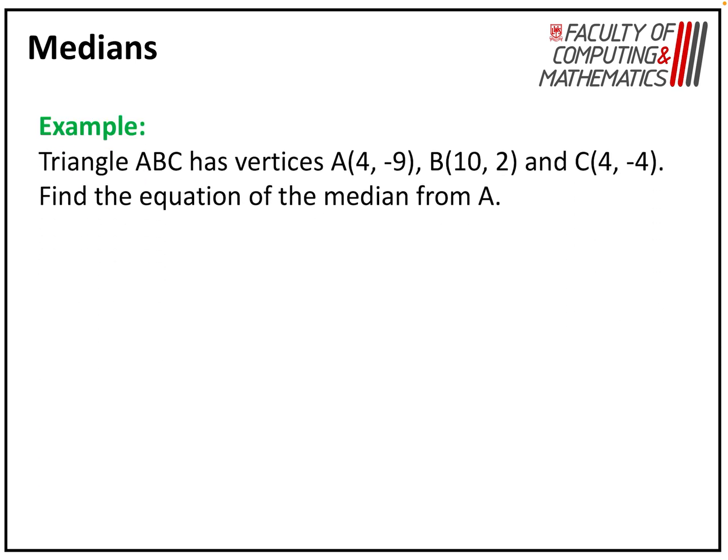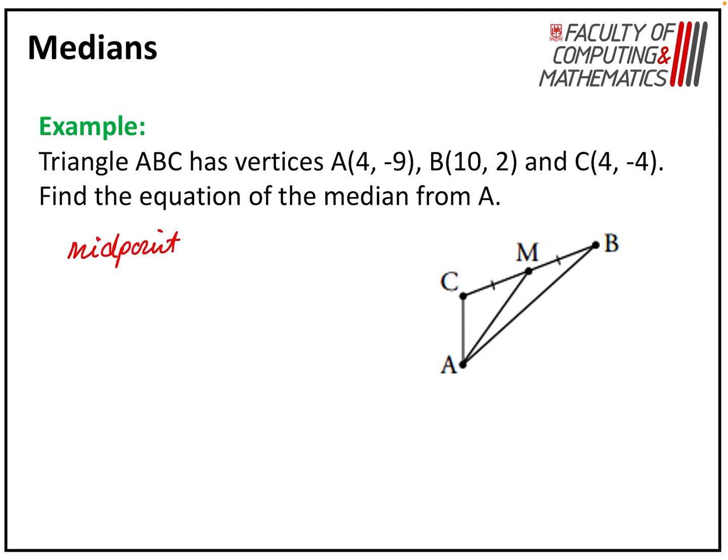Right, let's have a look at it. What we want to do first of all is we want the median from A, so let me give you a diagram. There, it's there. Now you won't always get a diagram, but diagrams are always helpful, so it might help you to draw one out first. Okay, what I'm going to do is I'm going to find the midpoint of CB, because that'll give me M. So I would have BC, CB doesn't make the slightest bit of difference, 10 plus 4 over 2, and then 2 minus 4 over 2. So I would get 7, negative 1. Okay, so that's M.